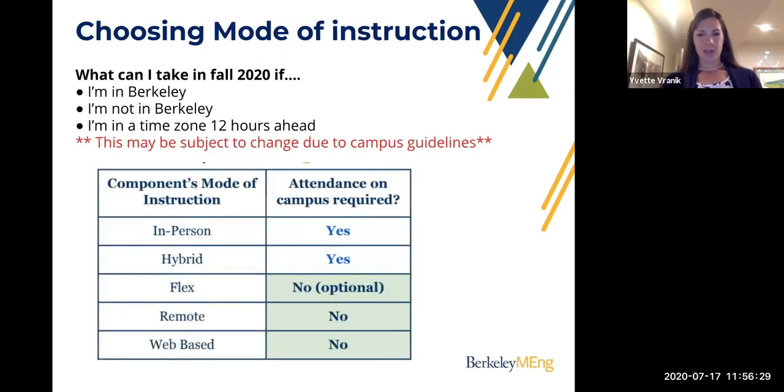This chart is designed to help you choose the appropriate modes of instruction. If you are not going to be in Berkeley physically present in fall 2020, you can only choose from the flex, remote, and web-based classes.